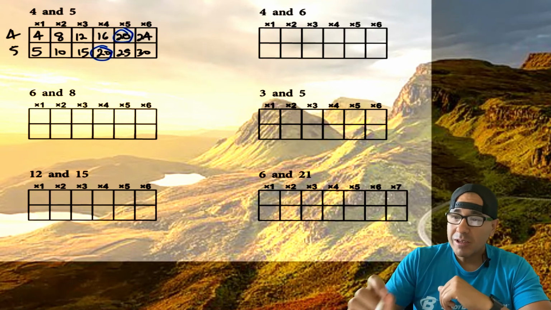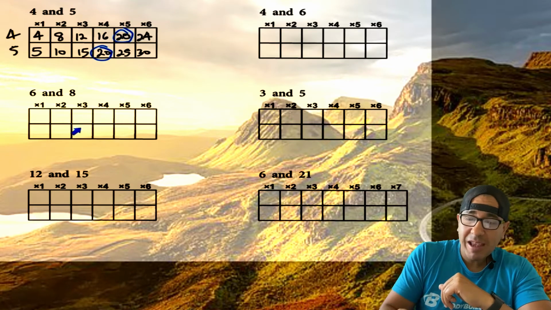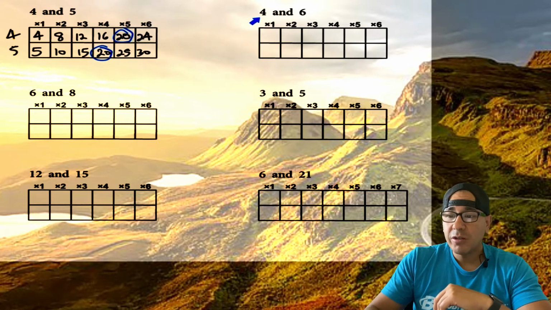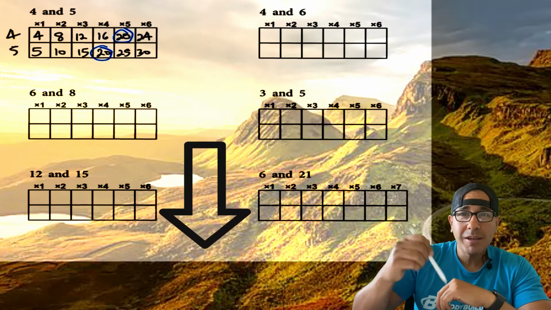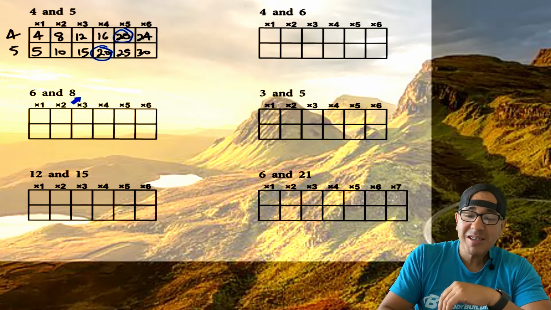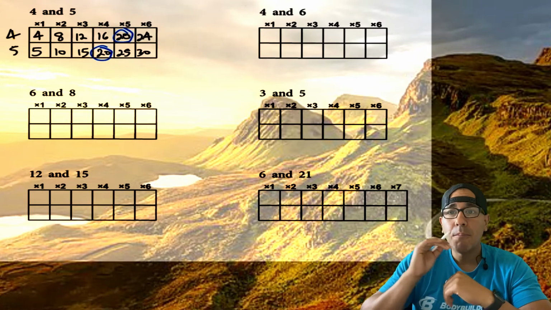Let's do one more here. I have some problems here for you to practice. This one I'll let you do: find the least common multiple of 4 and 6, and then comment down below and let us know what you think it is. So let's do 6 and 8. Let's do that one more time. We're going to find the least common multiple.